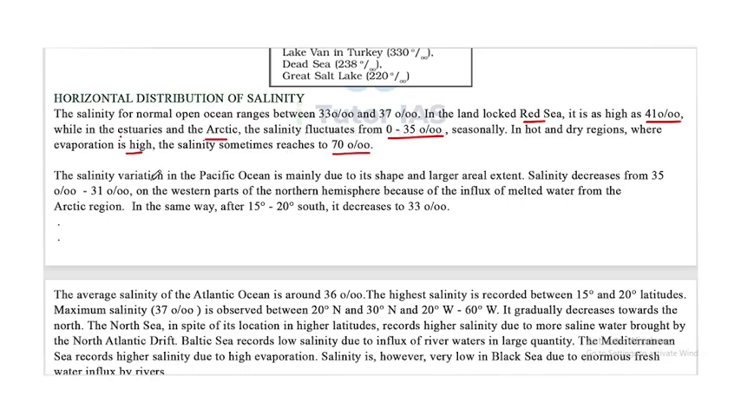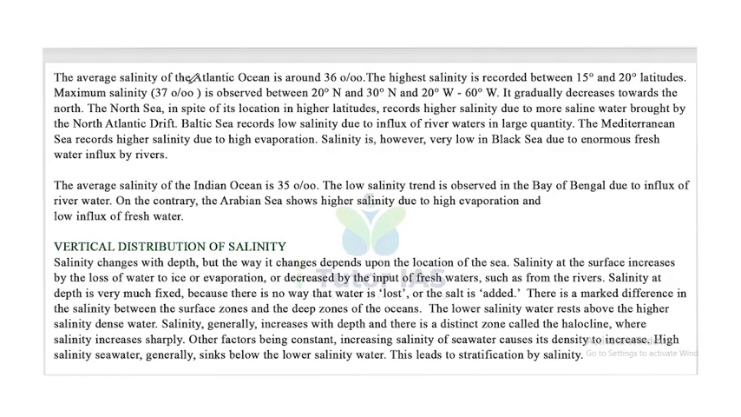Now, the salinity variations in the Pacific Ocean are mainly due to its shape and larger areal extent. Salinity decreases from 35 parts per thousand to 31 parts per thousand on the western parts of the northern hemisphere because of the influx of melted water from the Arctic region. In the same way, after 15 degrees to 20 degrees south, it decreases to 33 parts per thousand. Now, the average salinity of the Atlantic Ocean is around 36 parts per thousand.